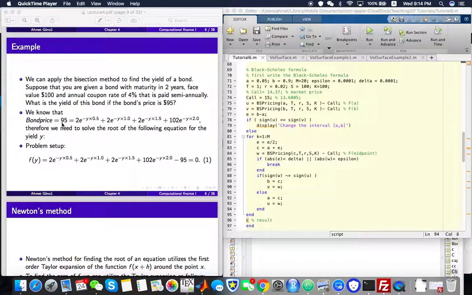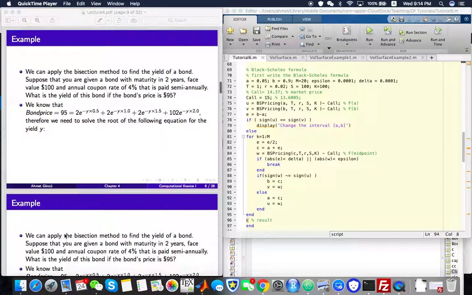Finding the yield of this bond means we are trying to find the discount rate y that, when we apply it to the right hand side of this equation to find the present value of this cash flow, gives us the market price of the bond. You can subtract this market price and your function becomes f of y. It's a function of the yield of the bond, and we are trying to find the root of this function f of y.